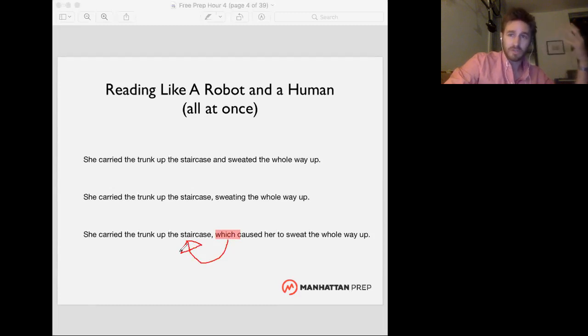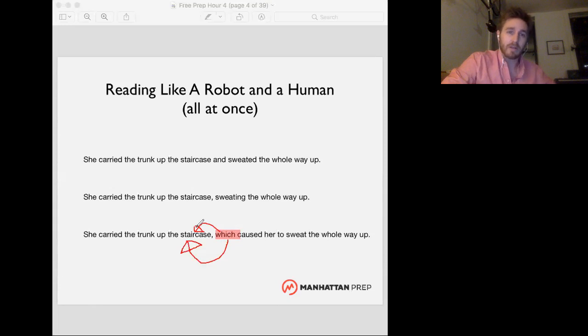And so the GMAT computer, when it reads this sentence, says, okay, she carried the trunk up the staircase. Cool, I know what those words are. Which caused her, which, the staircase, caused her to sweat the whole way up. And a computer has no problem with that, because a computer doesn't understand that a staircase can't cause someone to sweat. The computer doesn't have the human understanding that we have. So it's like, cool, yeah, she carried a trunk up a staircase. The staircase caused her to sweat. It doesn't really understand what those words mean, but it gets the meaning of the sentence from the definitions of the word. All right, no grammar error.